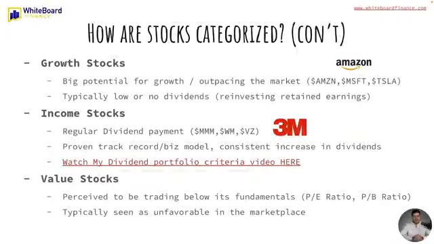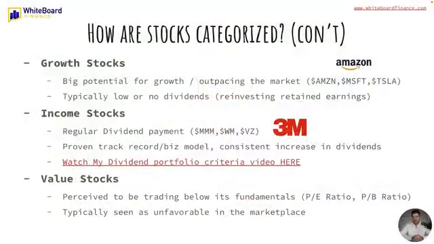So if we go into growth stocks, these typically have big potential for growth. They may outpace the market. Lately, over the past 5 to 10 years, we've seen companies like Amazon crush it, Microsoft crush it, and Tesla is absolutely crushing it. I actually did a video in April of 2018 talking about my favorite stock for 2018, and it was Microsoft. At the time of that recording, I believe Microsoft was sitting at $96 a share. Now it's sitting at close to $300 a share. So it's pretty interesting what can happen in 4 years.